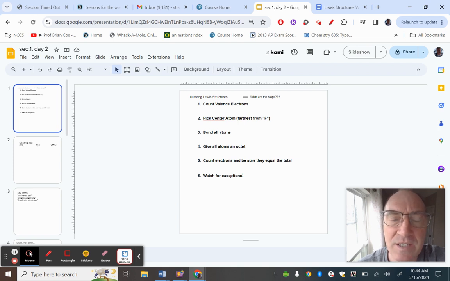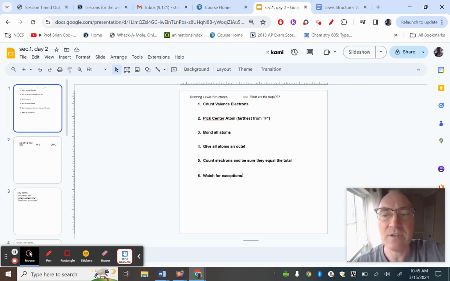So this is a key skill, and I guarantee this will show up on May the 6th, which is our AP test. So just be ready for it. It's not that bad. Okay. So there are steps, and you'll practice all week. So let's get started.